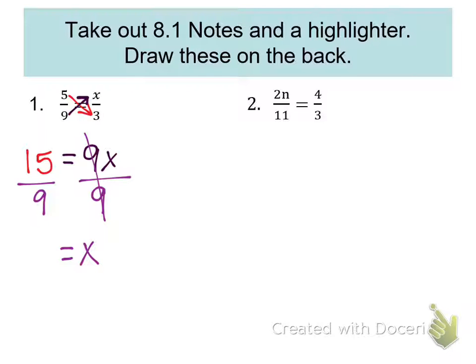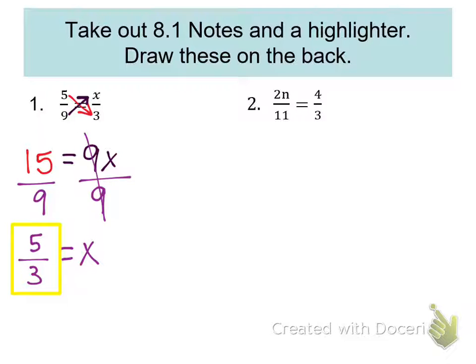So what are 15 and 9 both divisible by? 3. 15 divided by 3 is 5, and 9 divided by 3 is 3. So we're going to leave it like that because there are a lot of fractions in this section with scale factor and whatnot.